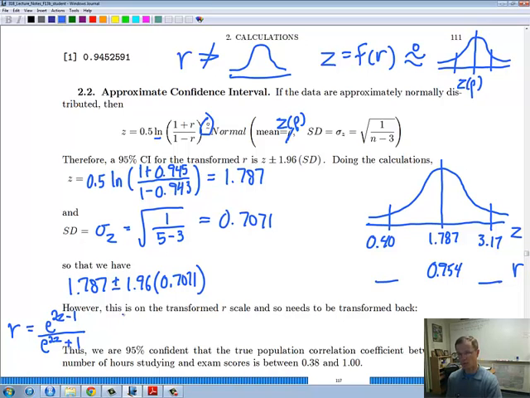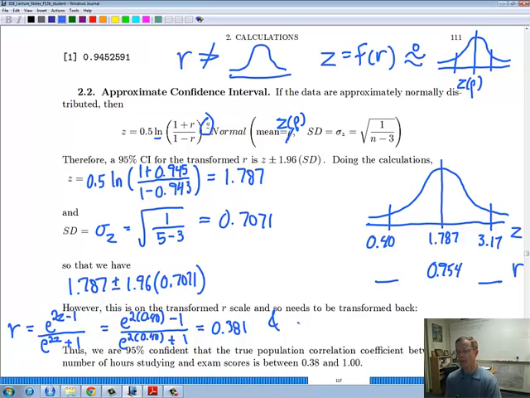Okay, so if I plug in for the first value, I'm going to have e to the 2 times 0.4, subtract 1, over e to the 2 times 0.4 plus 1, and that works out to be 0.381.